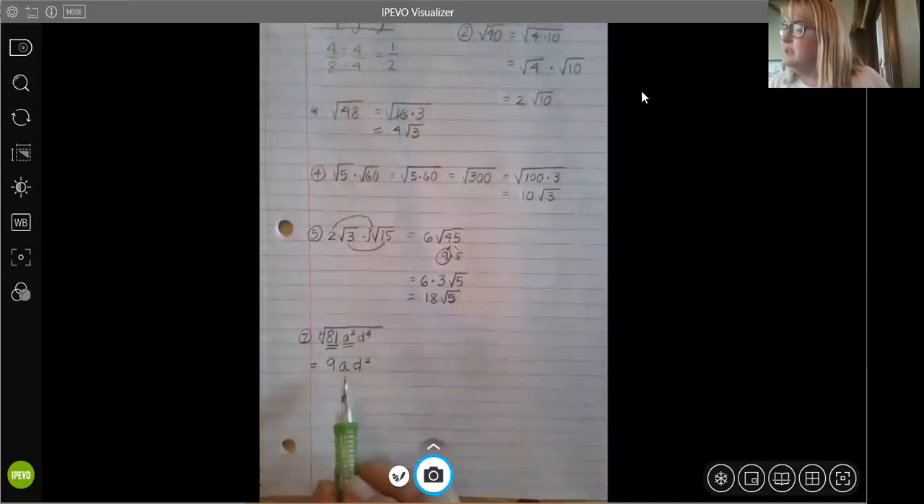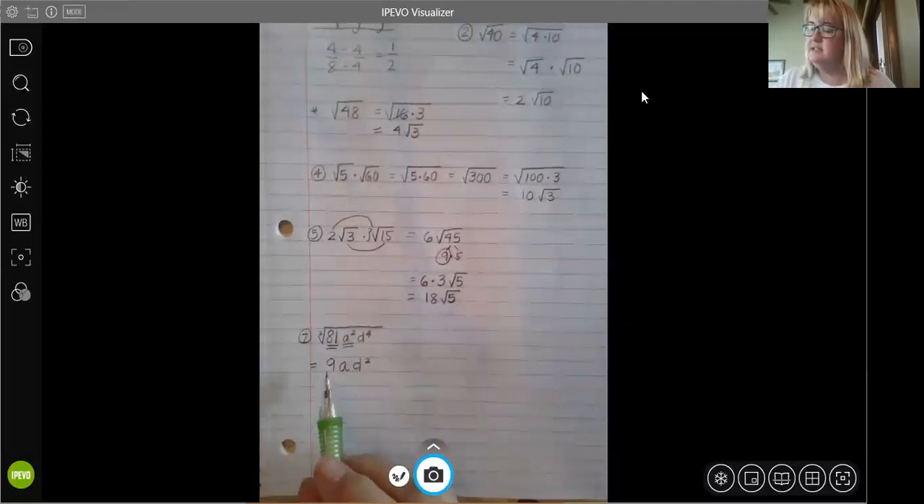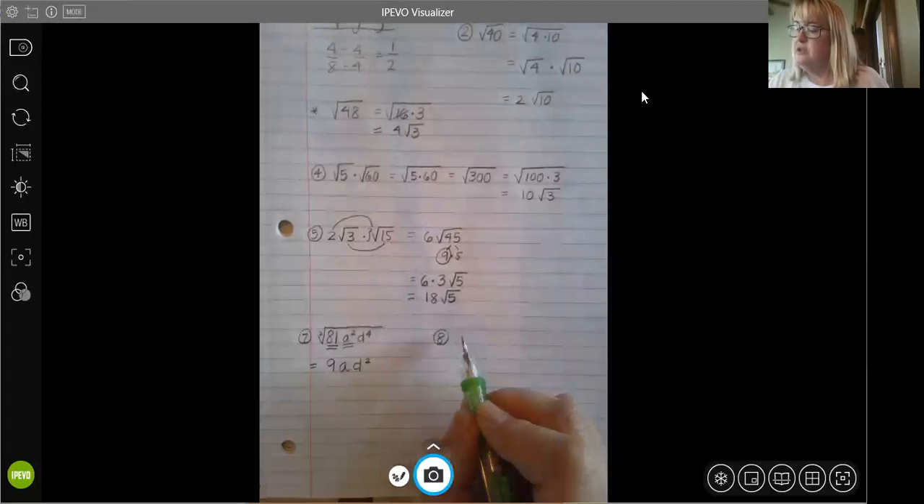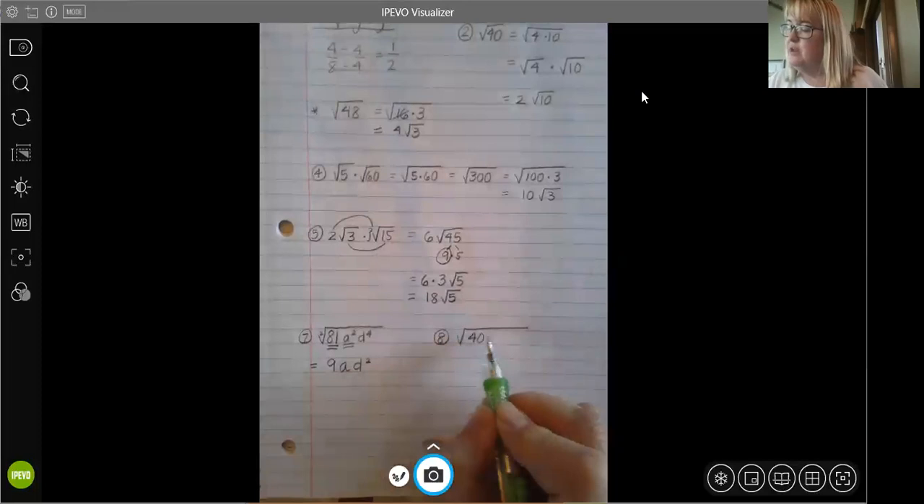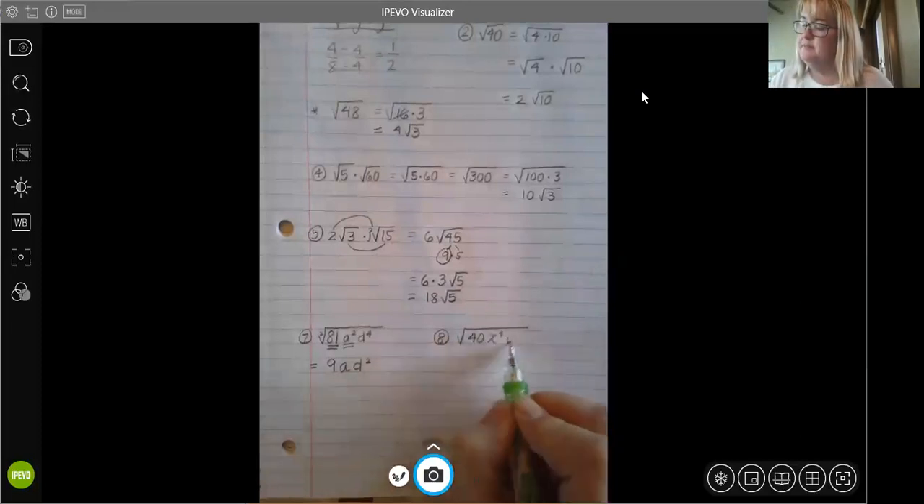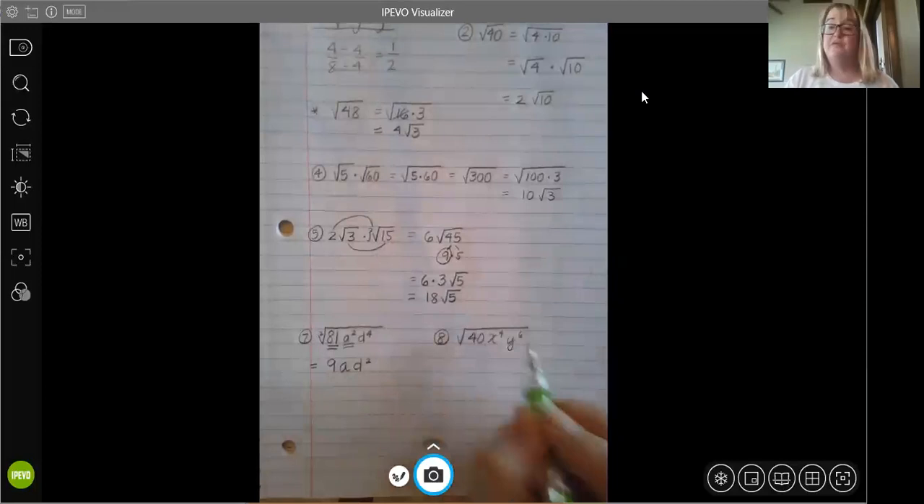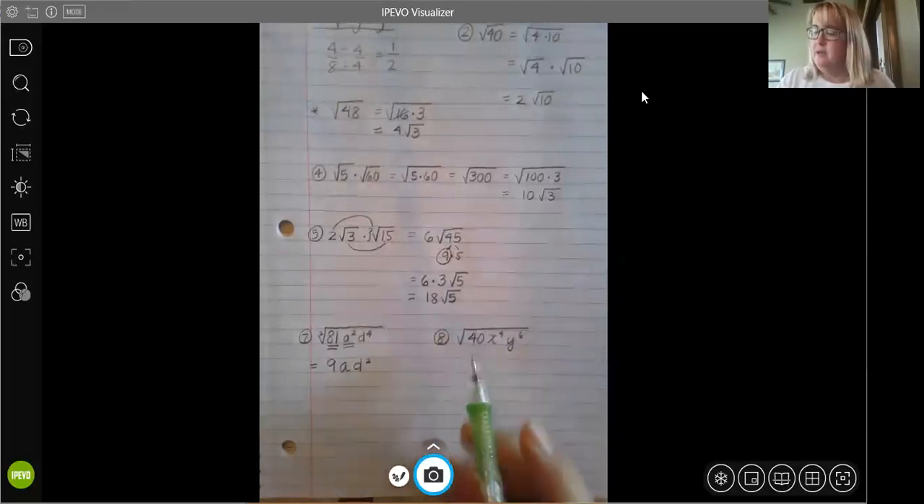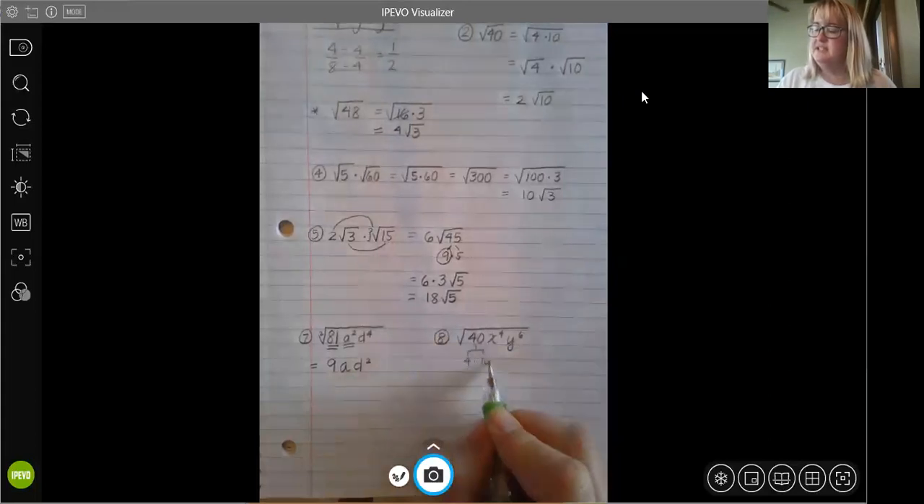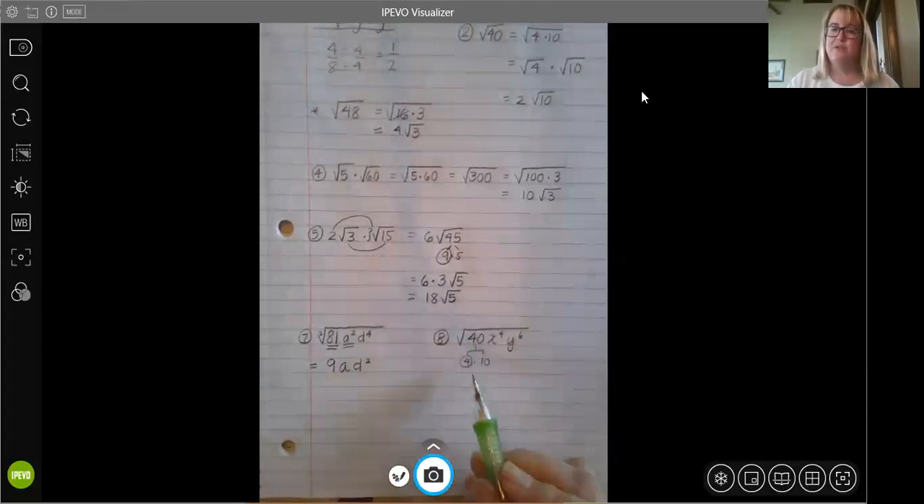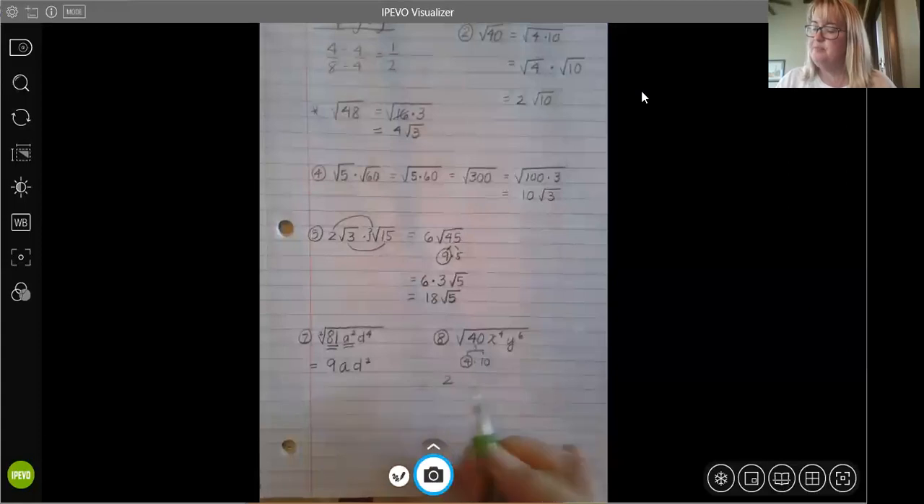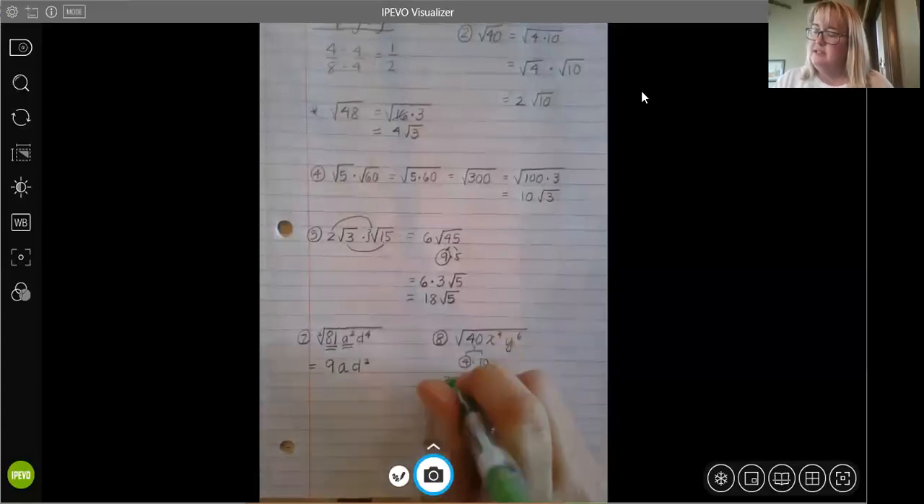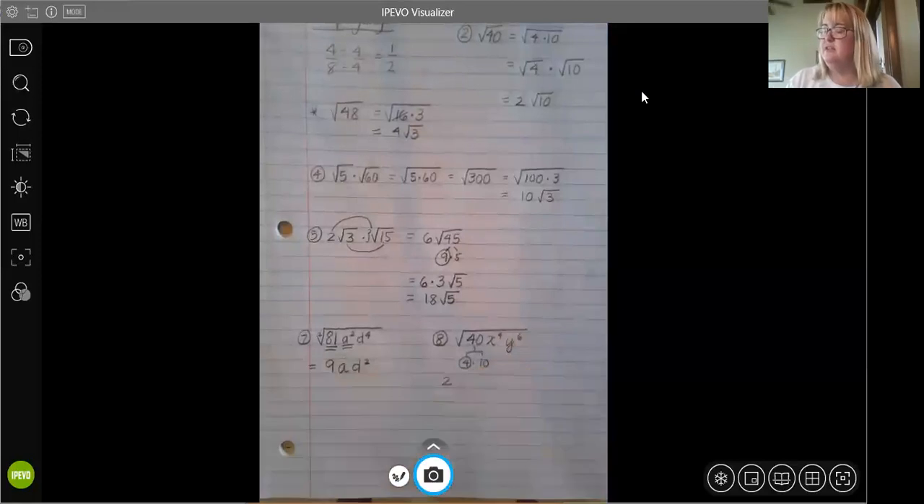All right, let's look at number 8 as well. You've got the square root of 40, x to the 4th, y to the 6th. What I am looking for are square factors of 40. Well, 40 is 4 times 10. 4 is a square number, so the square root of 4 is 2. That's going to be factored out. 10 has no square factors other than 1.